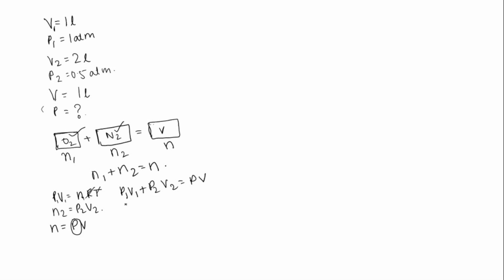P1 is 1 into V1 is 1, plus P2 is 0.5 and V2 is 2, is equal to P into V, where V is 1. So 1 plus 0.5 into 2 is equal to P into 1, which is nothing but P. So pressure is equal to 2 atm. So the option is 3.